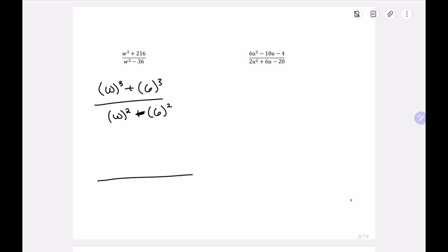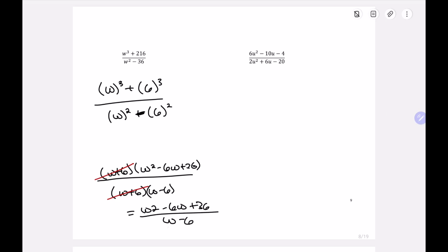So in the bottom, we would get w plus 6, w minus 6. And in the top, we would get w plus 6 in parentheses and w squared minus 6w plus 36. And if we look at what cancels, we can see that a w plus 6 cancels, and our answer would be w squared minus 6w plus 36 all over w minus 6.